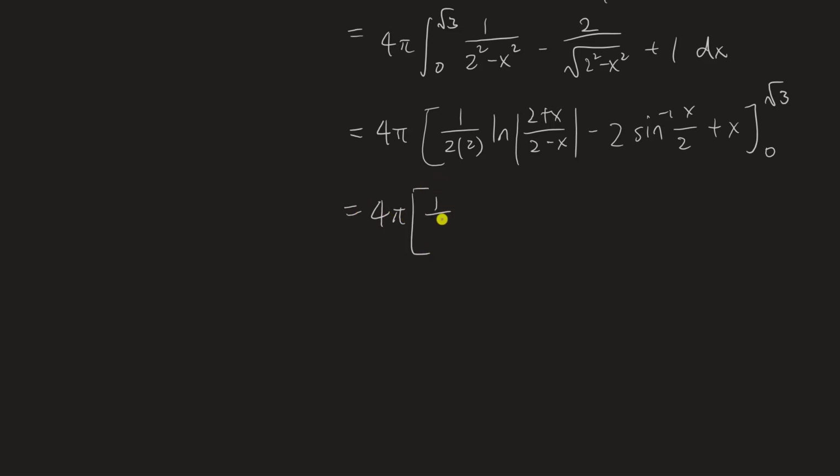Here you will get 1/4 ln of 2 plus √3 over 2 minus √3, minus 2 sine inverse √3 over 2. Sine inverse root 3 over 2 gives us pi over 3. So this is negative 2 pi over 3 plus root 3. Minus away, sub in 0. Here I will get minus away 1/4 ln 2 over 2, which is ln 1, which is just 0. So I'm not going to write anything here. Put in 0 here, sine inverse 0, it's still 0. This 0. Put in 0 here, also 0. So that's it.